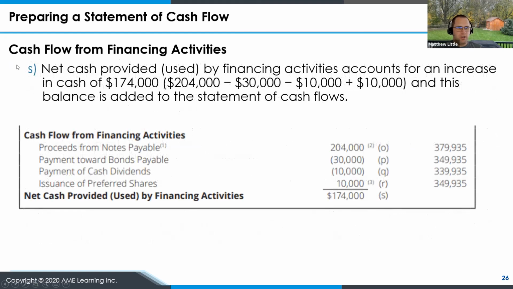So if we look at the section on financing activities, we have the 204 in, the 30 out, 10 out, and the 10 in for those 4 items. So the net cash provided by financing was $174,000.